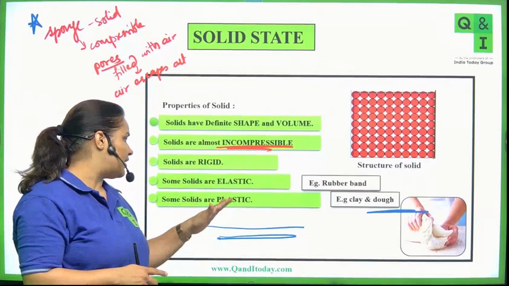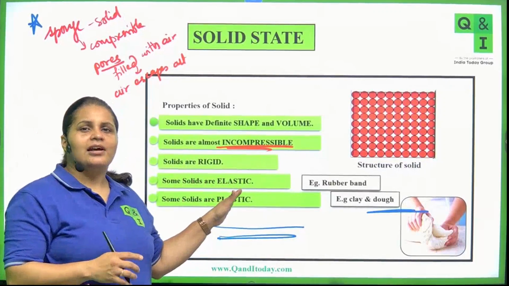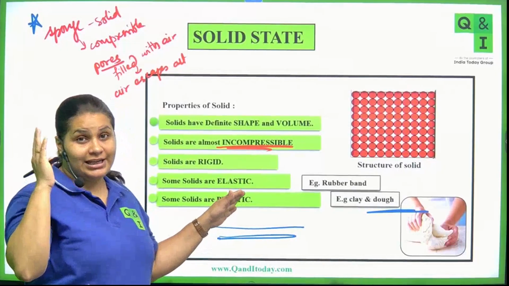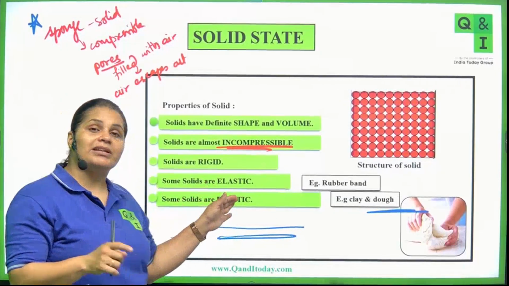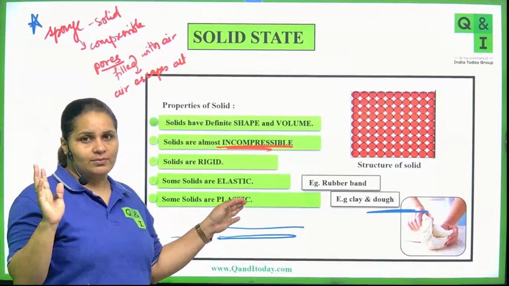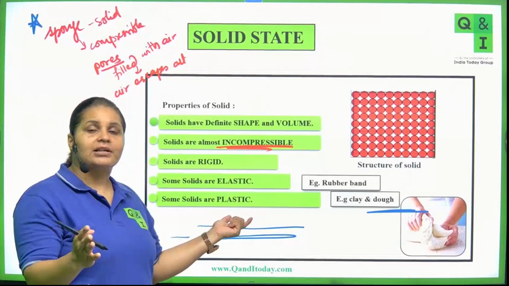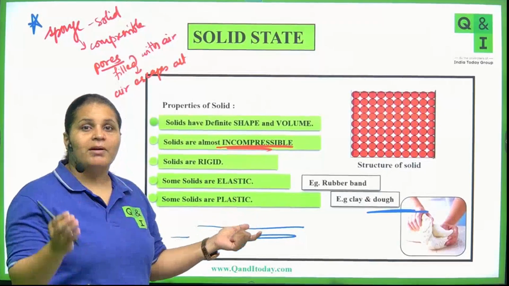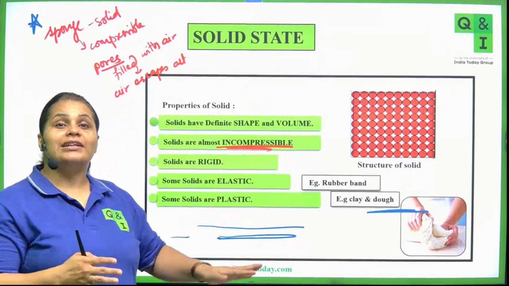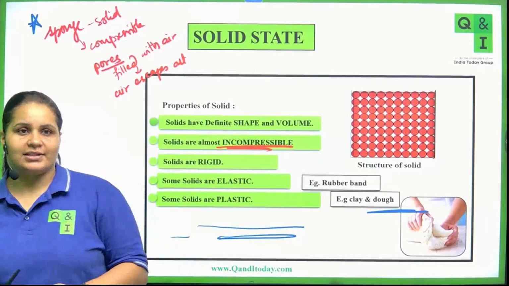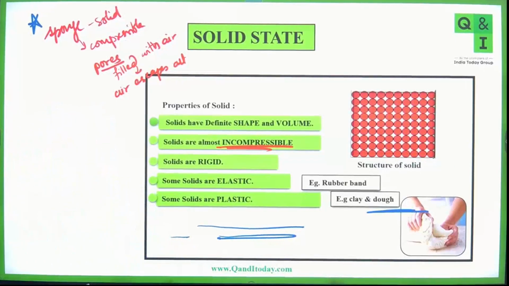So that tendency of a substance to resist the change in shape is rigidity. And I told you elasticity: the shape will be changed on applying the force, but it will be regained once the force is removed. Plasticity: when force is applied, the shape is changed, but when force is removed, the shape is not regained. That is plasticity. Okay, so this is what we had to do in this session. We discussed the solid state.